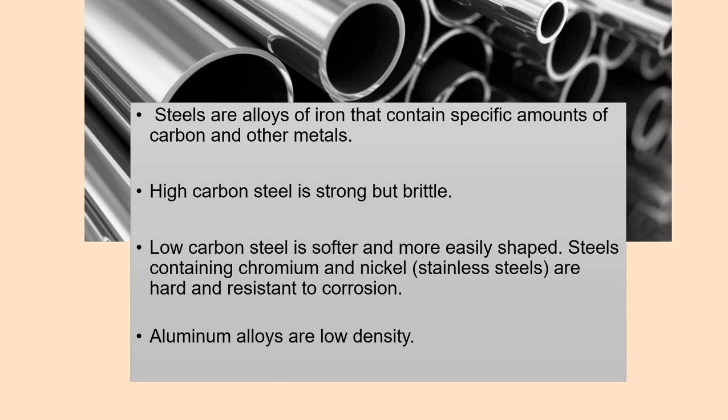We also know that steels are alloys of iron with other metals or carbon. High carbon steel is extremely strong but quite brittle, whilst low carbon steel is much softer and more easily shaped. If we add chromium or nickel to steels, it makes them stainless and hard or resistant to corrosion, which we learnt about in our lesson on Friday. Aluminium alloys have a very low density, which makes them very useful for aircraft.